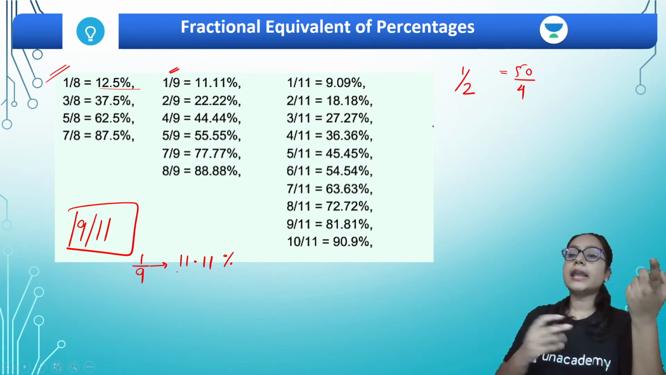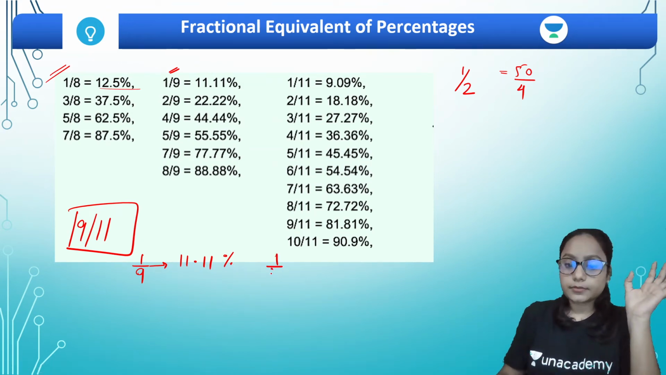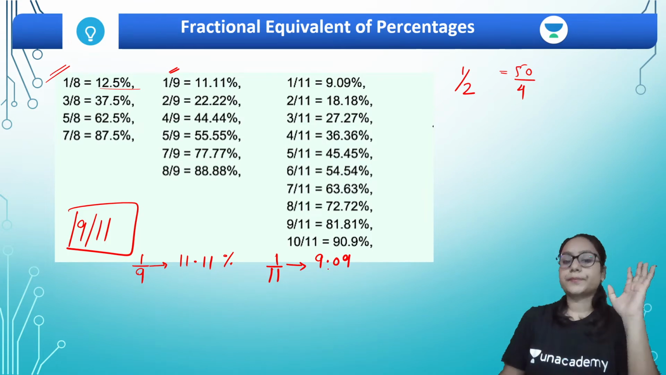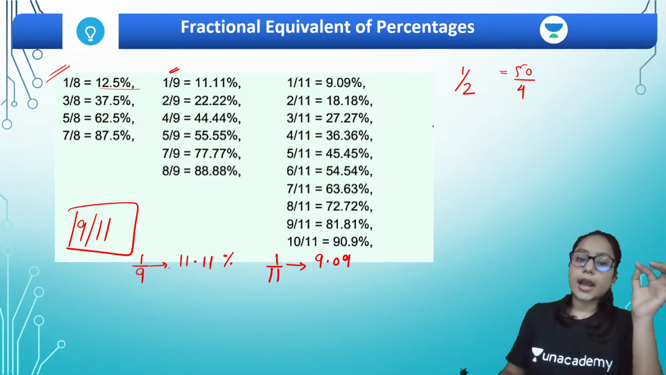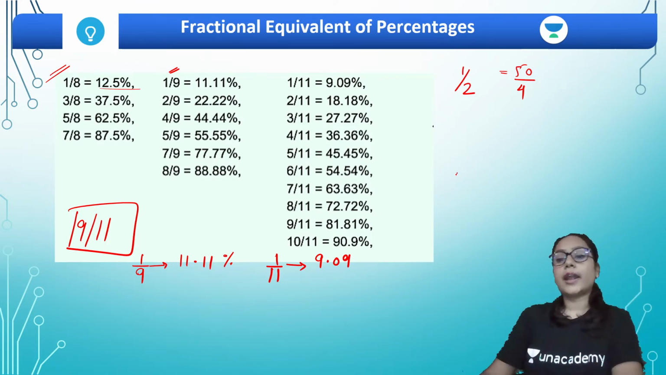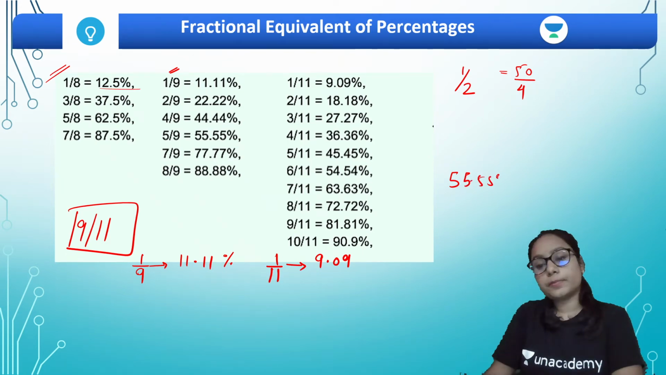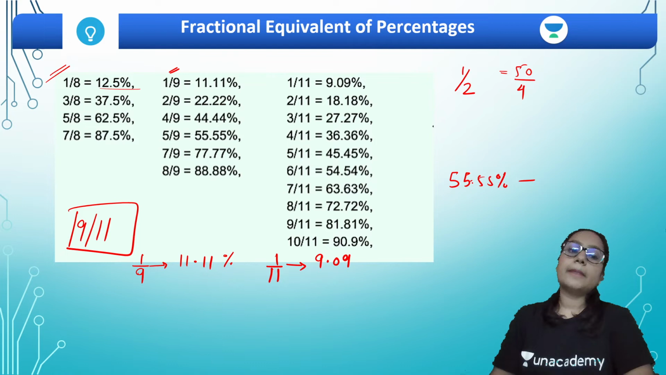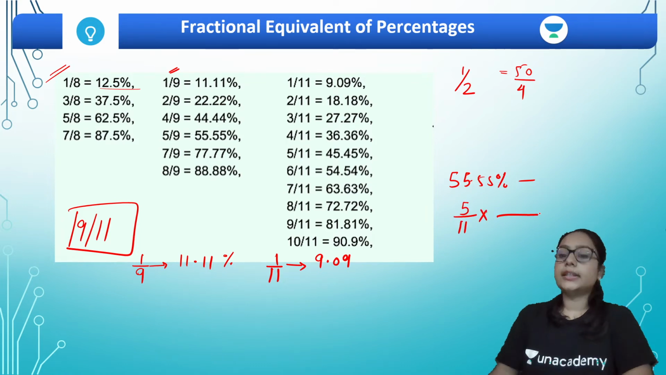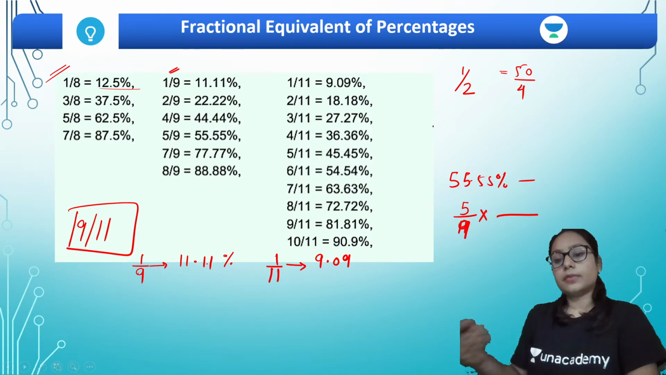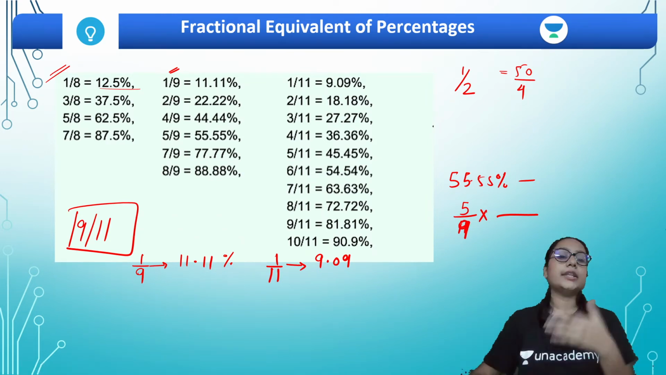And for 1 by 11, it is exactly the opposite. 1 by 11 का fractional percentage equivalent क्या होगा? 9.09. Same thing. Now, suppose you have to find 55.55% of something, then basically you just multiply 5 by 11 with that number. Sorry, 5 by 9, because 1 by 9 is 11.11, so this will be 5 by 9 into something.